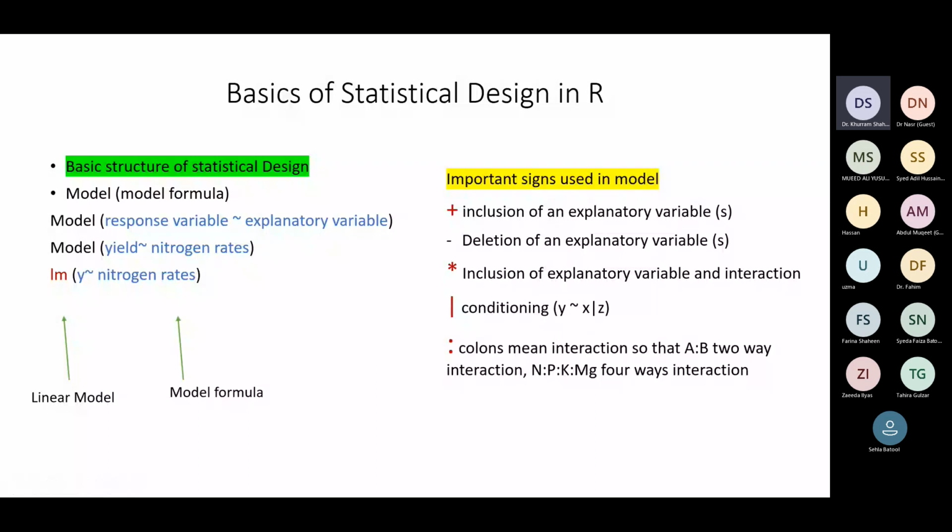Then the colon sign also shows you interactions. A colon B means a two-way interaction. If you have four factors like nitrogen, phosphorus, potassium, and magnesium, you can add colon signs among them, and you can see the four-way interaction among them. So these are the signs. I said that many other signs are also available in books, but these are the basic signs that you will see in statistical models when you are dealing with these things.